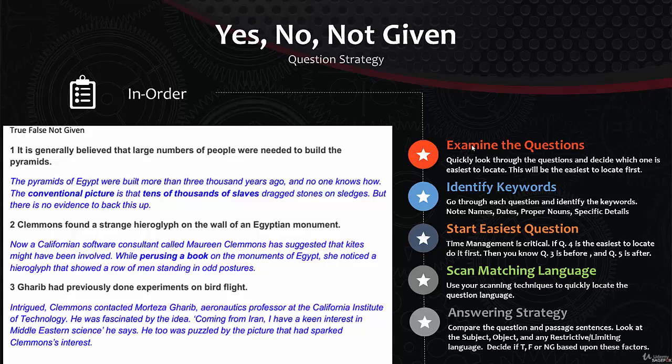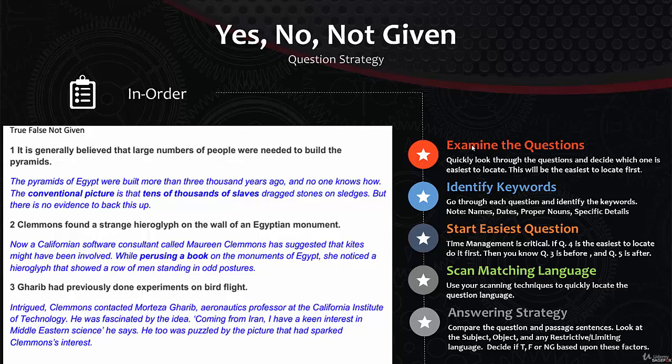Now some of you may be saying, well, where does it talk about building the pyramids? Look at the previous sentence. This is what I was talking about before, right? They're using language from the first sentence and the second sentence, combining that information together to create the question. But the language that we need to look for is conventional, which is a synonym for generally, and large numbers, which is a synonym for tens of thousands. Everything is there, so we have a true answer.